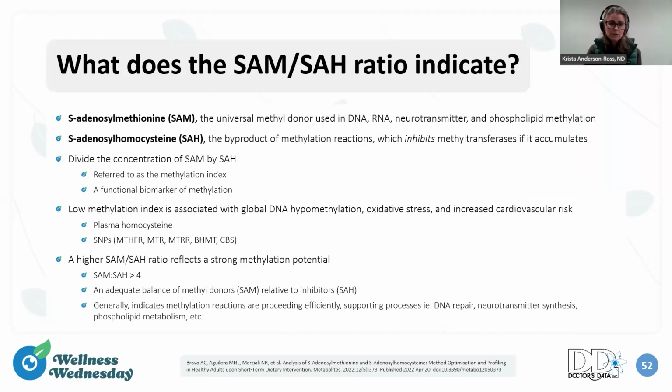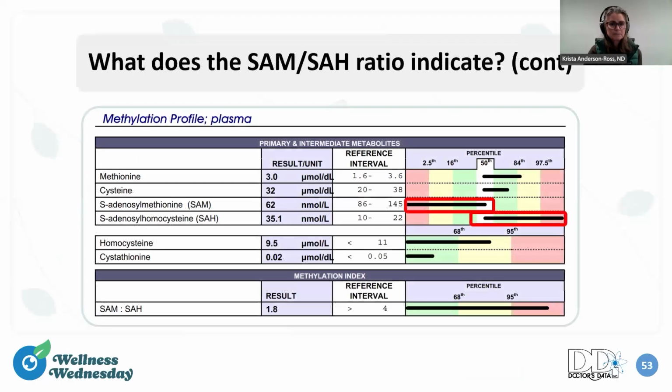The SAM-SAH ratio is a functional marker of methylation capacity. SAM, our universal methyl donor, and SAH, the byproduct of that, can inhibit methylation when it accumulates. So dividing SAM by SAH gives us the methylation index. A low ratio suggests global DNA hypomethylation. It can also reflect oxidative stress, higher homocysteine, and SNP-related impacts. A higher ratio, which is desirable, over greater than 4, indicates strong methylation potential and adequate methyl donors to support DNA repair, neurotransmitter synthesis, and phospholipid metabolism.